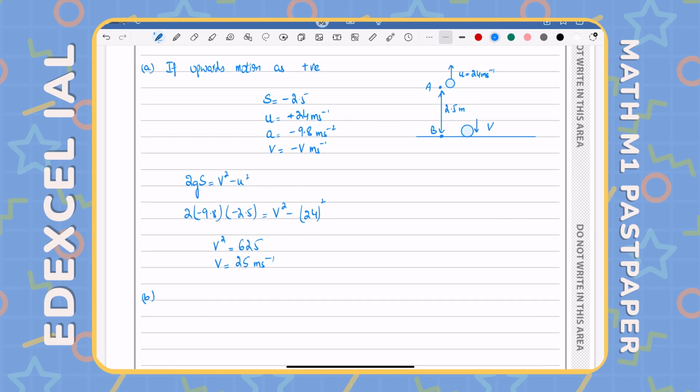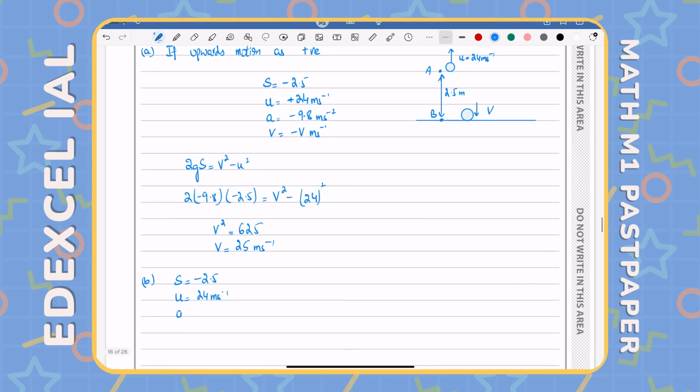Now when it reaches the ground, we just saw the displacement is equal to minus 2.5 because it is 2.5 meters away from the starting point in the opposite direction to which it was initially projected. Okay, the initial velocity we have is 24 meters per second. We have the acceleration due to gravity, that's once again minus 9.8 meters per second squared. However, the difference is that now we're supposed to find out t.